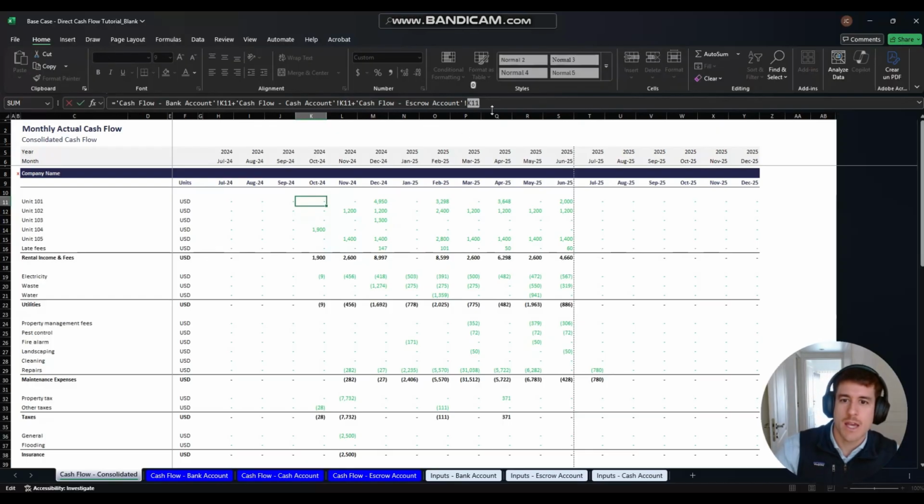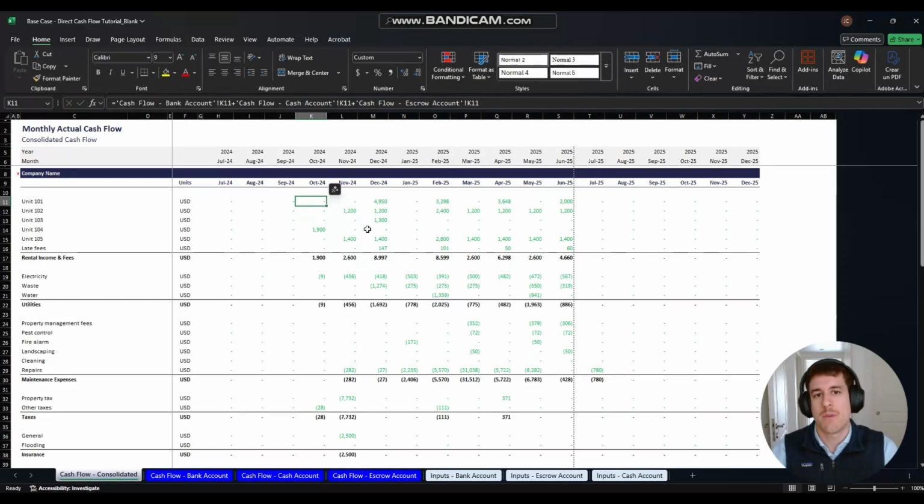It's always K11 when we want to get the balance or the movements for October rental income from unit 101, right? We are always referencing cell K11 in every single bank account. My next recommendation would be, as well as you keep separate tabs for each bank account, also keep separate tabs for inputs and outputs.